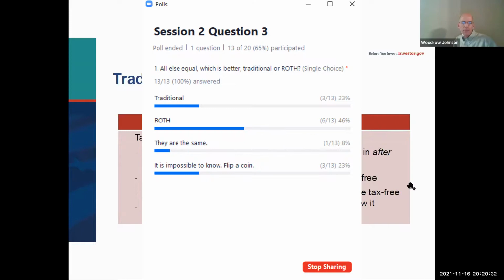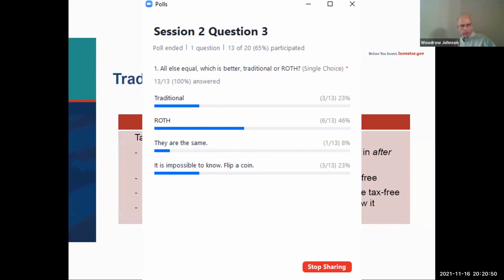So almost half said the Roth is better. A quarter said traditional, a quarter said can't tell, flip a coin, and 1 person said everything. So let me give you multiple answers.